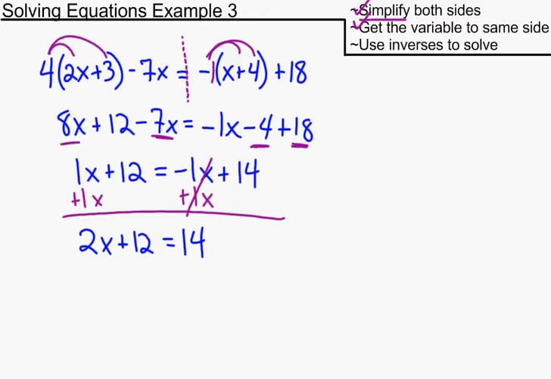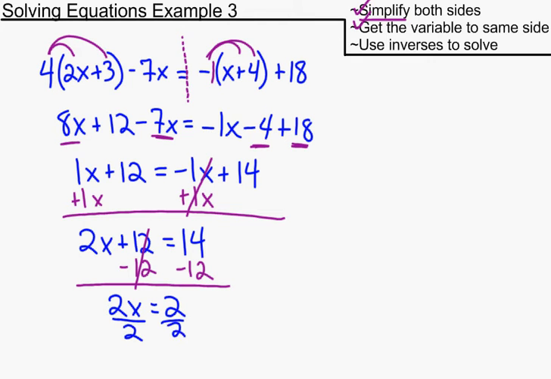Now I have a 2-step equation. I'm just going to attack outside in. So I need to get rid of this positive 12. I do that by subtracting 12. So in the end, when I'm getting 1 step closer, I have 2x equals 2. So I divide by 2 on both sides, and I get x equals 1.